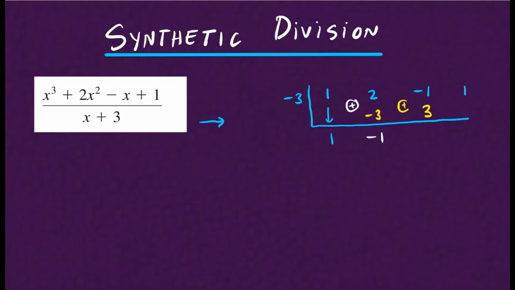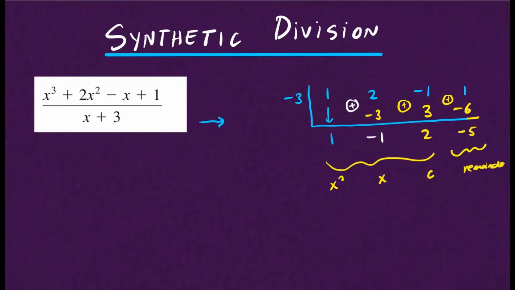So now let's add them up. So you'll have -1 plus 3, that's 2. And then we repeat this times that goes here. So we will have -3 times 2, that's -6. And then we add them up, I get -5. And pretty much that's when you stop. Now these are the coefficients of the following terms. So since you started with degree 3, this will be the coefficient for x squared, this will be the coefficient for x, and this will be your constant term, and this right here is your remainder term.